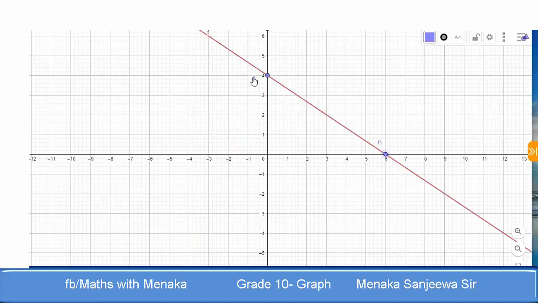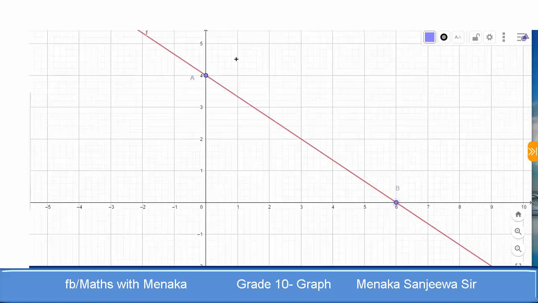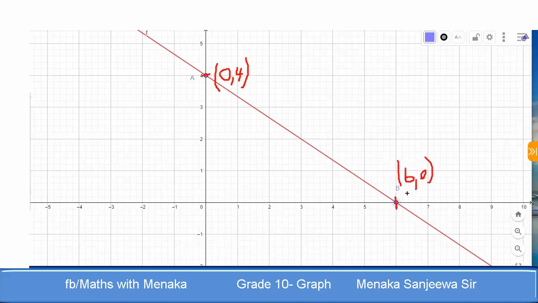Now find the equation of this line. Okay, first you have to find the gradient. Now the coordinates of these two points you can get easily. What's the coordinate of this one? 0, 4. This is 6, 0. So first find the gradient. Gradient you can find by y1 minus y2 divided by x1 minus x2.